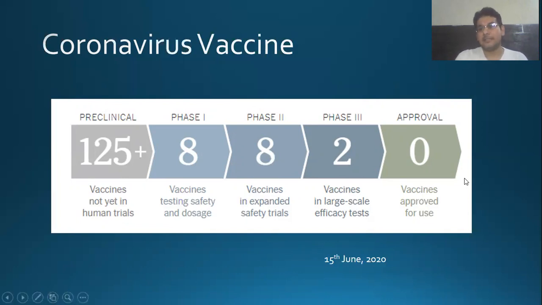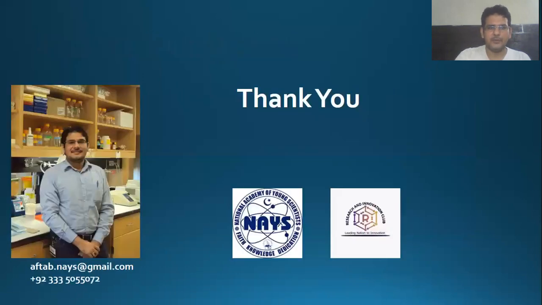Yet there is no vaccine approved, but according to the tests being done and the trials being run, it is estimated that approval will come maybe in August or September, and then the vaccine will reach the market. So this is the current update about the coronavirus vaccine.